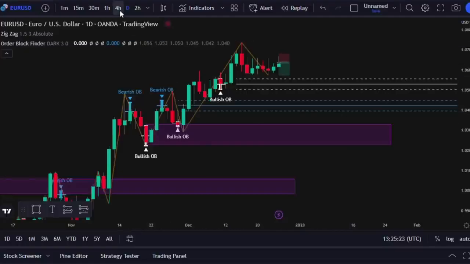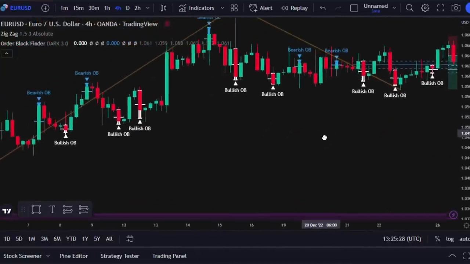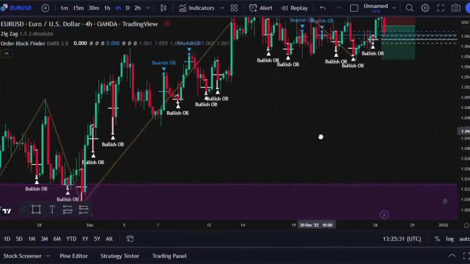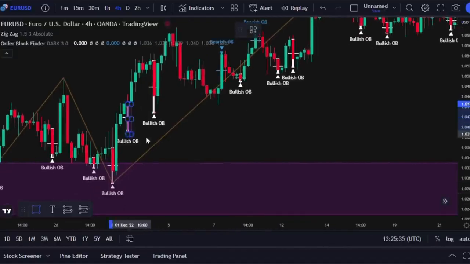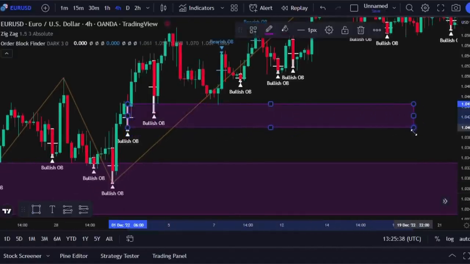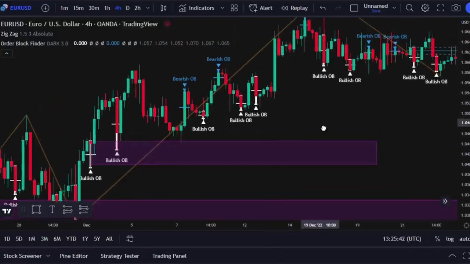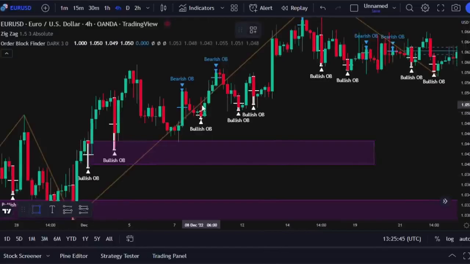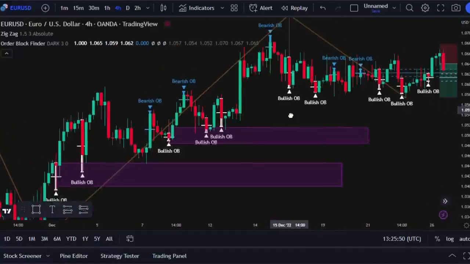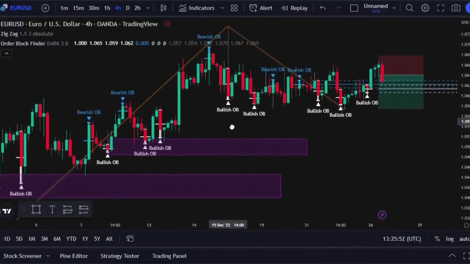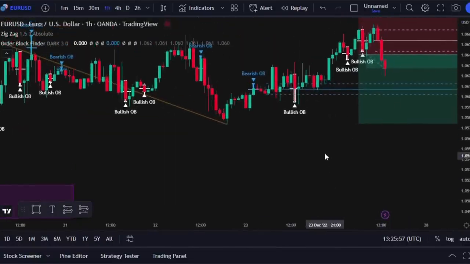We come down to the 4-hour time frame. As you can see here, price has respected this bullish order block. Again here, price after touching this bullish order block reversed upward. Guys, you can use this indicator throughout any time period, including 1 hour, 30 minutes, 15 minutes, and 1 minute.